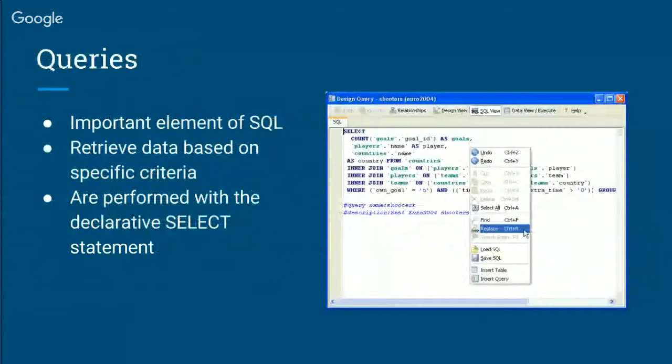Queries. They are an important element of SQL. They retrieve data based on specific criteria and are performed with the declarative select statement.